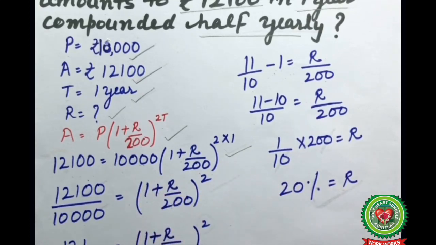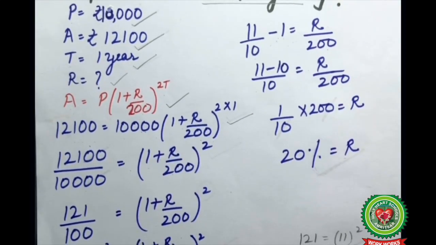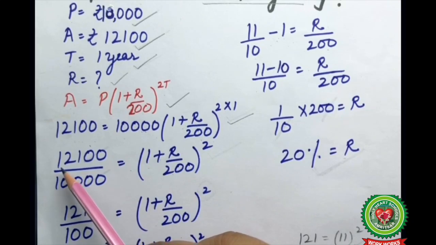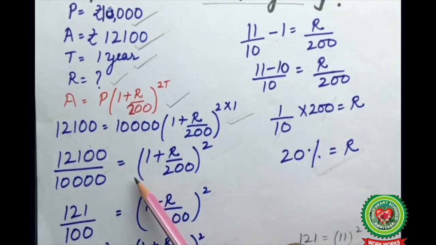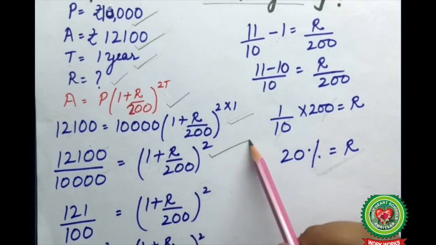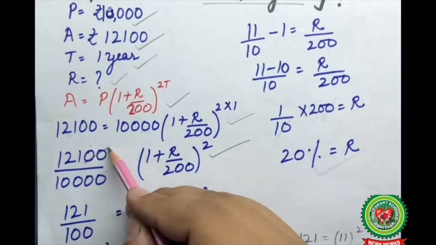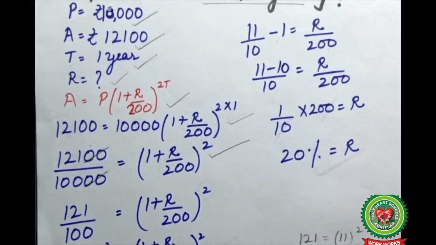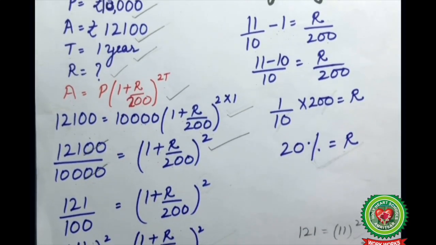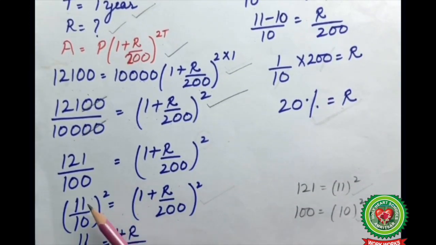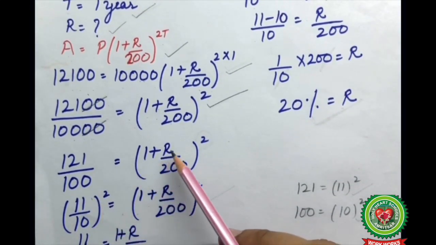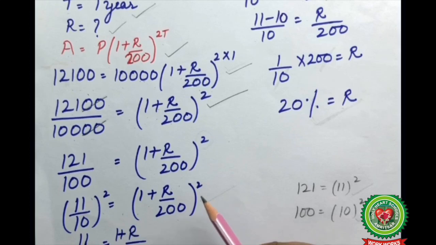Now we are going to shift this 10,000 to the other side. On shifting, we get 12,100 upon 10,000 is equal to 1 plus R upon 200 raised to power 2. Now we are going to do the cuttings of these zeros. After doing cutting, we get 121 upon 100 is equal to 1 plus R upon 200 raised to power 2.